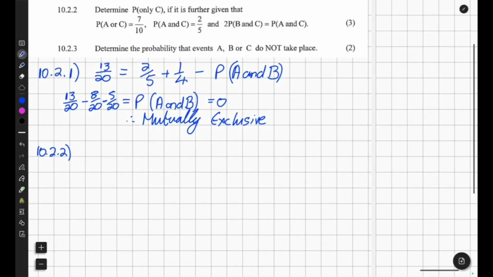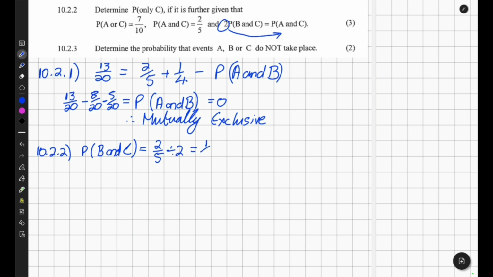Question 10.2.2, determine the probability of only C, if they give me all of that. So that is quite a lot. I'm firstly just going to work with the third set of info that they give me, and they told me the probability of B and C is equal to the probability of A and C. Now, that they actually gave me, so I can just replace it with a 2 over 5, and then there's a 2 in front. This is an equation, so I'm just going to move it that side and say divided by 2, and then I can say, okay, that's a fifth. How does this help me? Now I can draw 3 circles, one for A, one for B, and one for C, and then sub in what they give me to work out the answer.